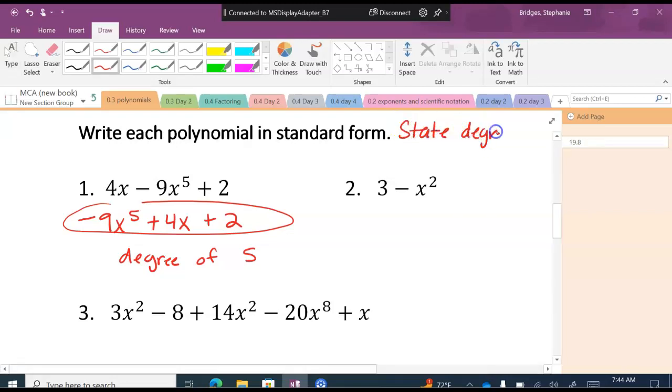So if you'll go ahead and try 2 and 3. Write it in standard form and then state the degree. Be careful if you're looking at it, make sure you combine any like terms that there may be.